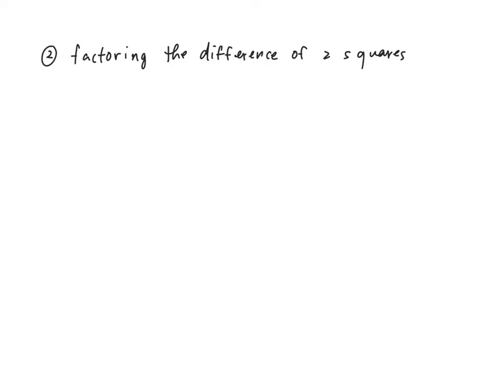The next factoring method is called factoring the difference of 2 squares. An example of the difference of two squares is x squared minus 16. And this is called the difference of two squares because x squared here is a perfect square and 16 is a perfect square, and difference means subtraction.